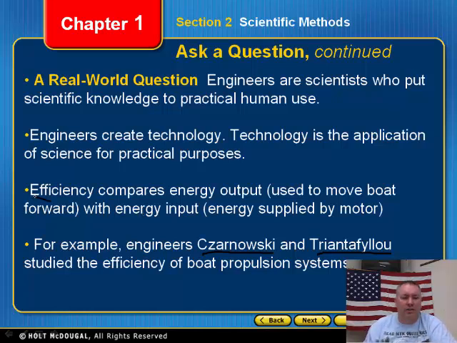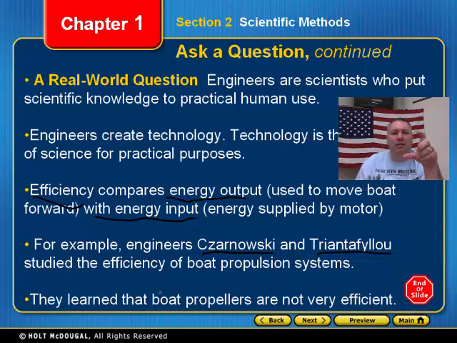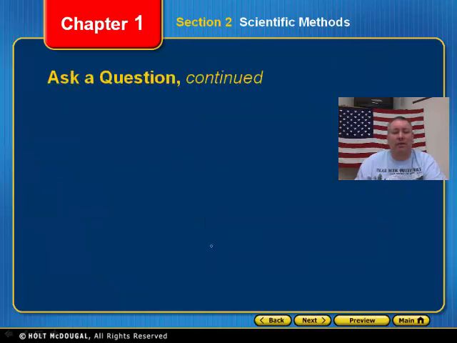Now, when we talk about efficiency, it compares the energy output with the energy input. That simply means they look at the energy used to move the boat forward and the energy supplied by the motor. So they look at those two different things to see what they can do to make them better. And they were shocked to learn that the boat propellers were not very efficient. As a matter of fact, they're only about 70% efficient at getting a boat through the water. All right, which is amazing, because the boat propulsion system has been around for over 100 years. Why hasn't anybody ever tried to change it?